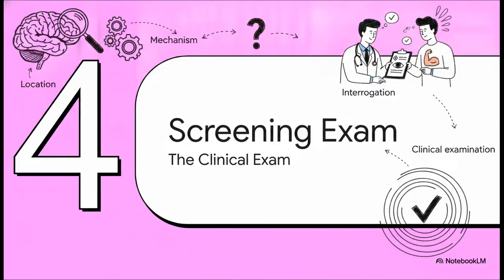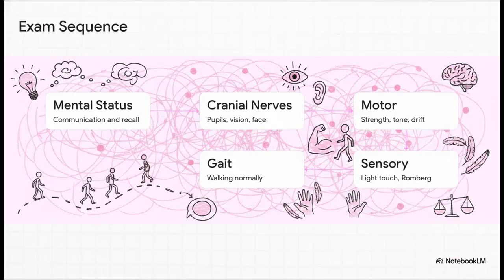Which leads perfectly into Section 4, the neurologic screening exam. So we have our location, we have our suspected mechanism. Now it's time for the interrogation. We need a clinical examination to confirm our deductions. I know, the neurologic exam can seem daunting, but it actually flows in a highly logical sequence.